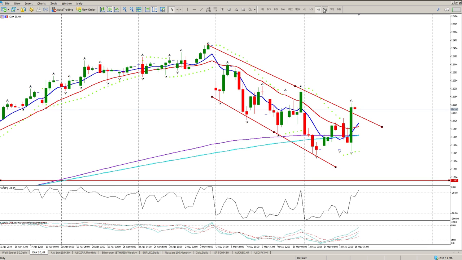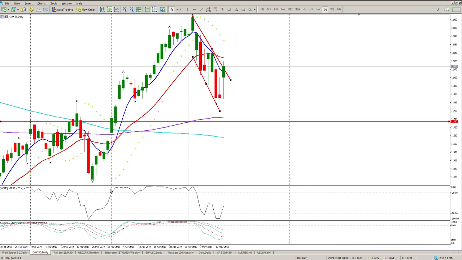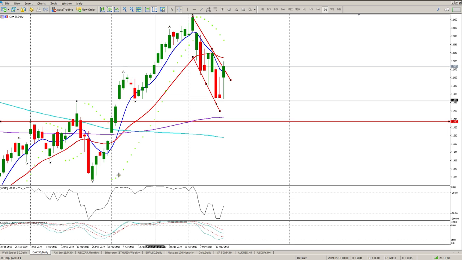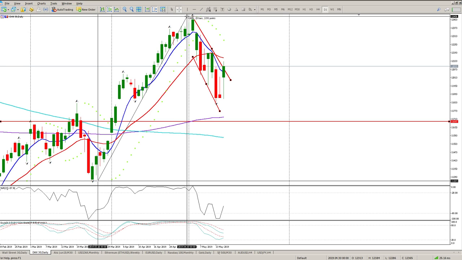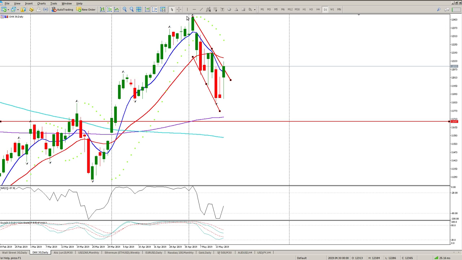Now, if I come to the daily, big rally, correction, okay? Are we going to get a second move? Now, that second move to the upside is massive. It's 1,100 points. Okay, so just keep that in the back of your mind with whatever trades you're taking.